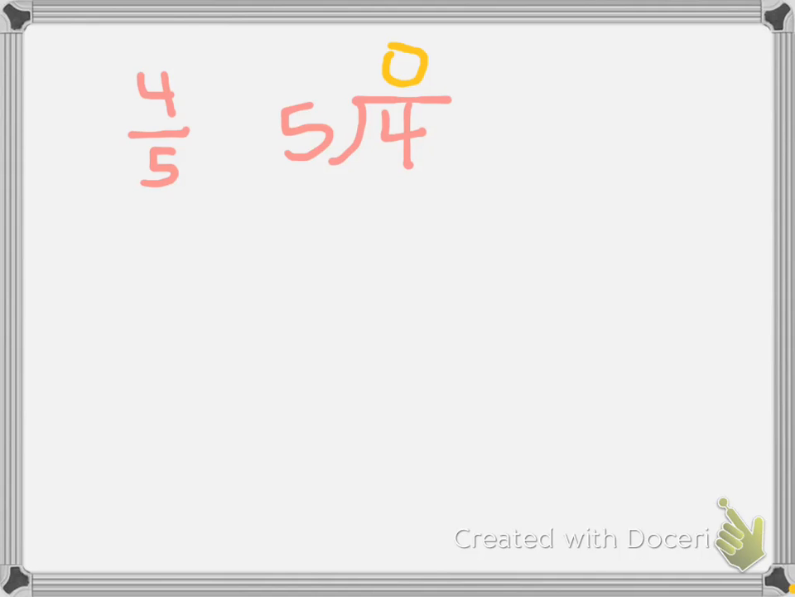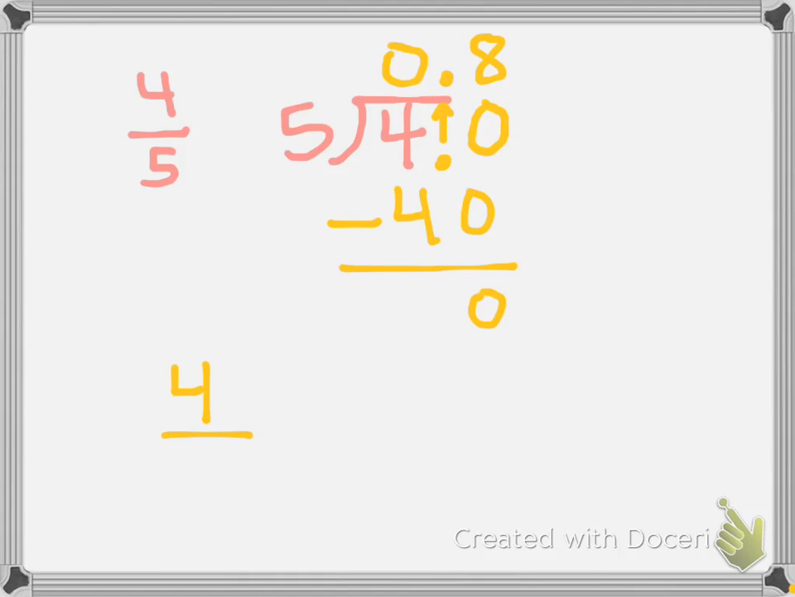Now that I'm out of numbers, I need to add a decimal and bring it up into my quotient. The reason I do this is because now I'm asking myself, how many times can 5 go into 40 tenths? 5 goes into 40 tenths 8 times, and 8 times 5 is 40. When I subtract, I'm left with 0, so what that means is that 4/5 is equal to 8 tenths.